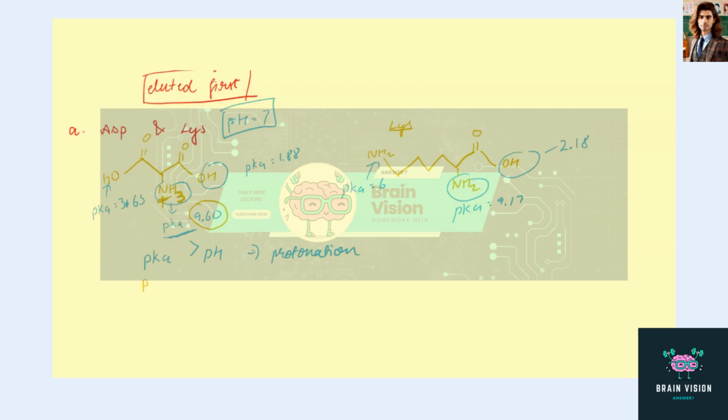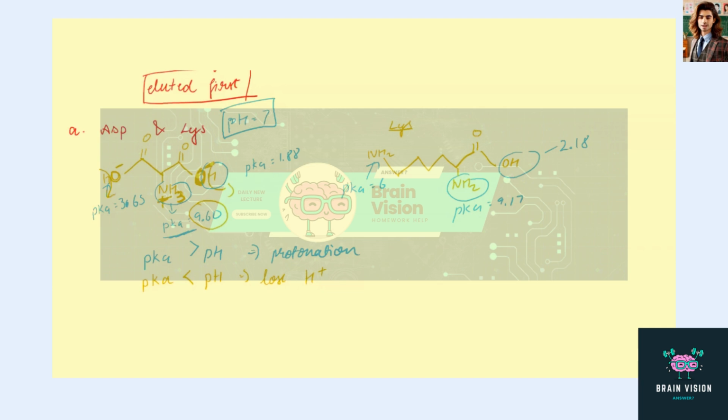Second case scenario, what can happen? The value of pKa is less than the pH. Then what is going to happen? It will lose the hydrogen, H plus. So in this case, when you look at the carboxyl group here, it is less than the pH. So what is going to happen? It is going to lose its hydrogen and this will become O minus. Similarly here, this will also become O minus and it has lost its hydrogen.